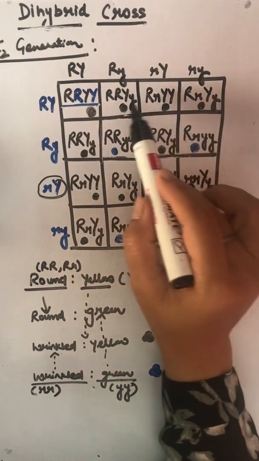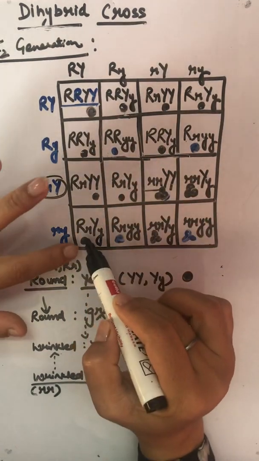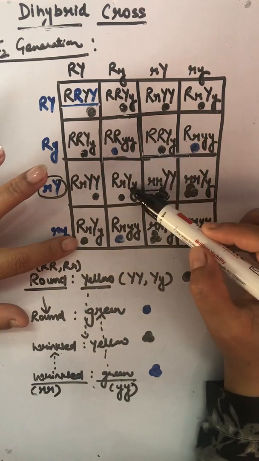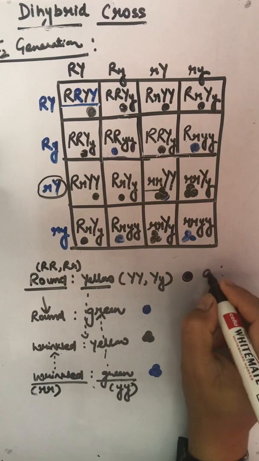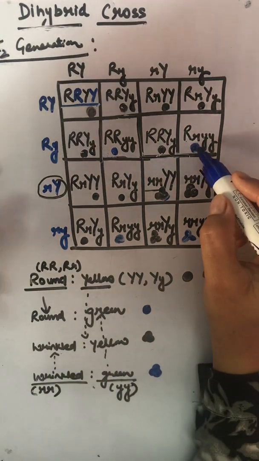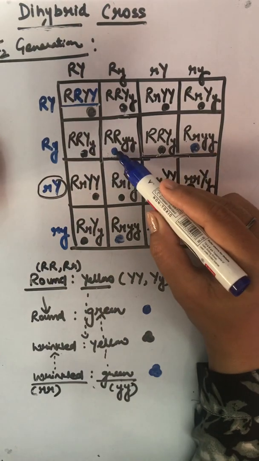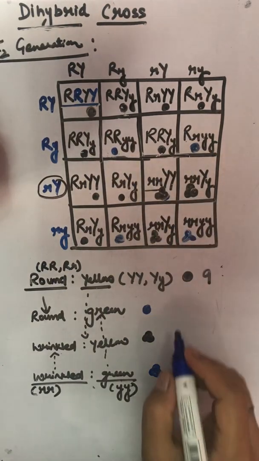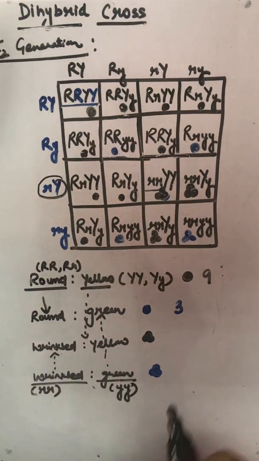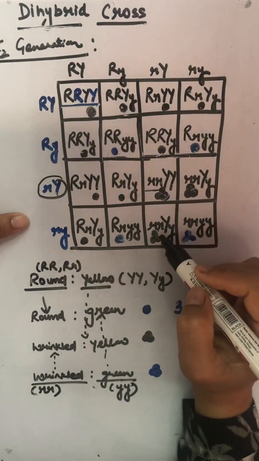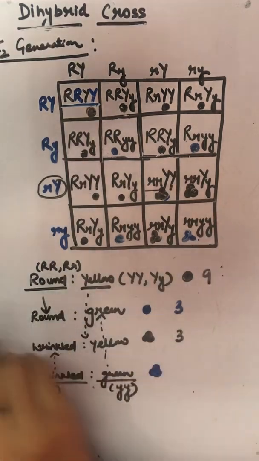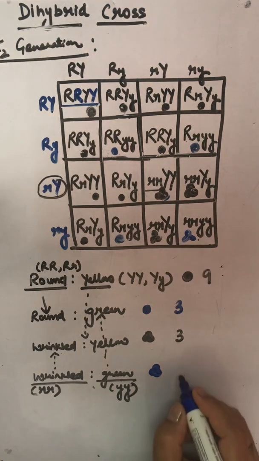Let's count how many black dots we have got. It is 1, 2, 3, 4, 5, 6, 7, 8 and 9. Alright, so it's 9. Coming to the second one, how many round and green have we got? 1, 2, 3. So it is 3. How many wrinkled yellow have we got? We have got 1, 2 and 3. And finally, the last one for wrinkled green.